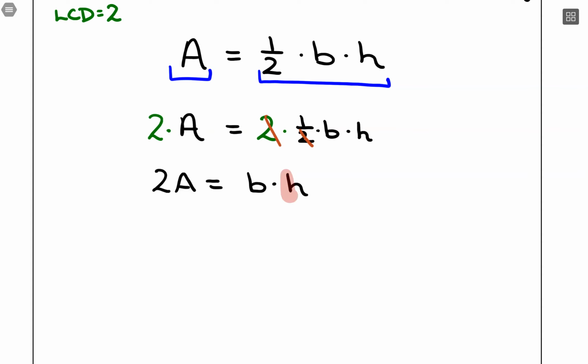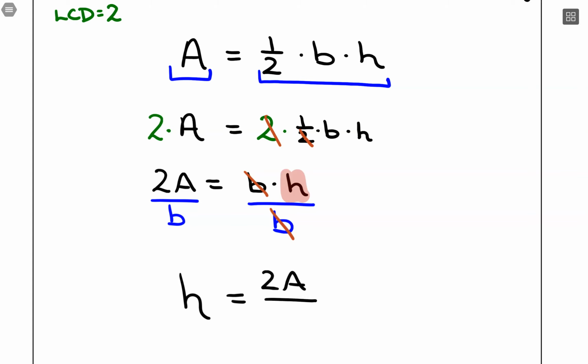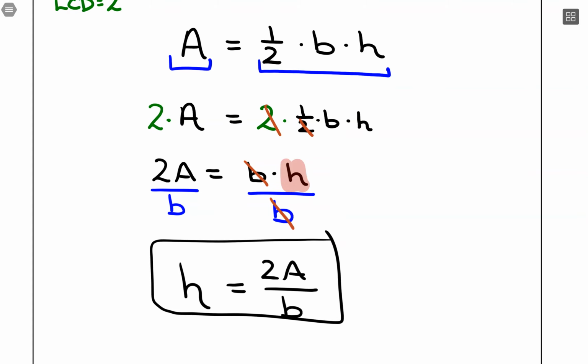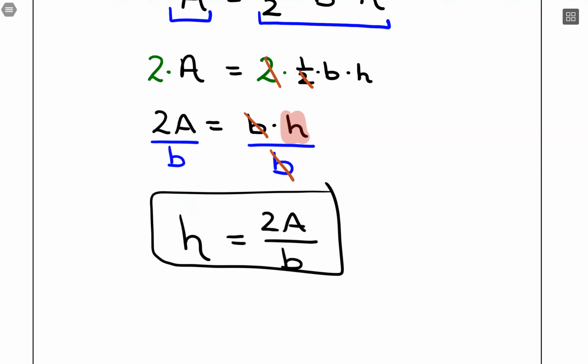So what I'm going to do is, h is being multiplied by b. So to get b away from there, I need to divide by b and divide by b over there as well. So those will cancel and just leave us with h equals 2 times a divided by b. And that would be our formula. So we could calculate the height of that triangle if we're given area and given the length of the base of the triangle.